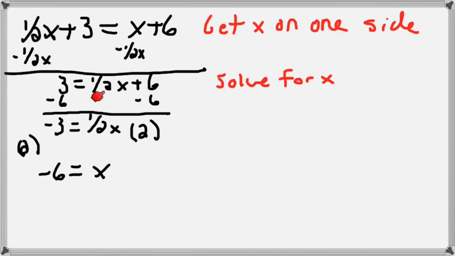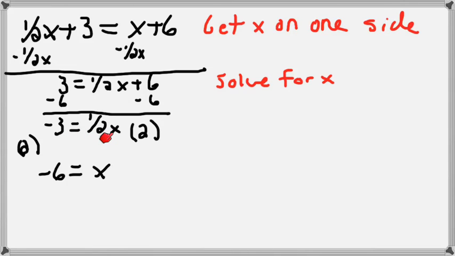X has two things. It's being multiplied by 1/2, and it's having 6 added to it. Always get rid of the addition and subtraction first. So I'm going to do the opposite of adding 6, which is to subtract 6. 6 take away 6 is nothing, so all that's left on this side is 1/2 x. And over here, 3 take away 6 is negative 3. Now I have the equation negative 3 equals 1/2 x.